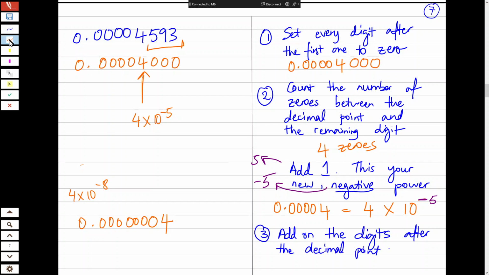All right, so it really is this simple. 4.593 times 10 to the minus 5. So I took away these 3 digits, and now I've just put them back in after the decimal point. Okay? Would you like me to do another one? I'm looking at the back row. Do you want me to do another one? No? Okay. Then I will let you get cracking, and we'll see how you go.